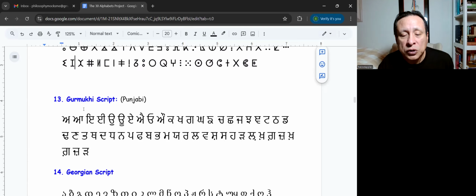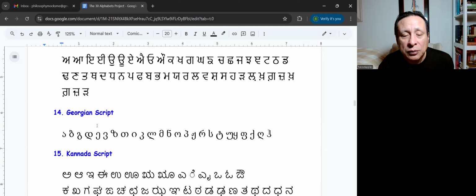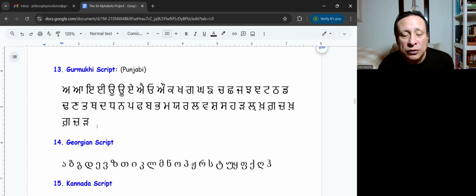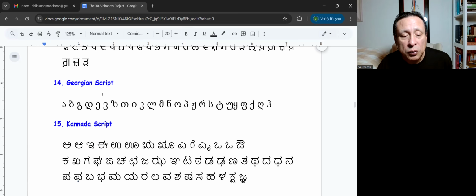Gurmukhi script, Punjabi. I've never looked at the Punjabi alphabet. I am right now looking at it for the first time, in all seriousness, trying to examine it. A lot of these shapes, like this one, look like the M in Hindi, a Hindi letter. This looks like an I, and this looks like another I. So there's a lot of shapes that look like Devanagari script, but okay, Gurmukhi, Punjabi.